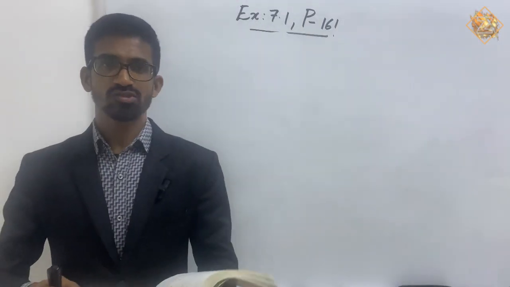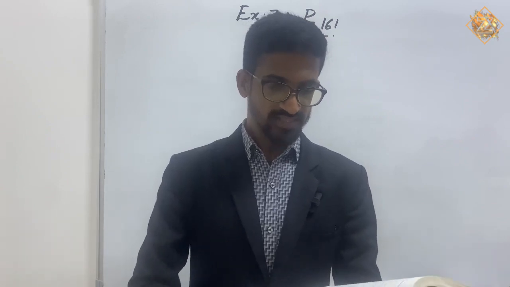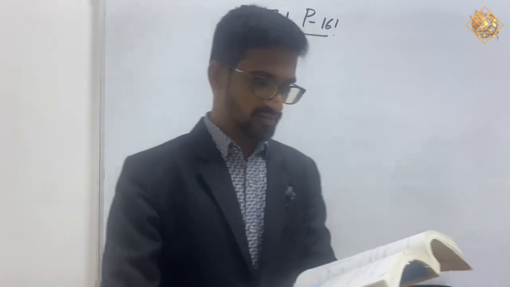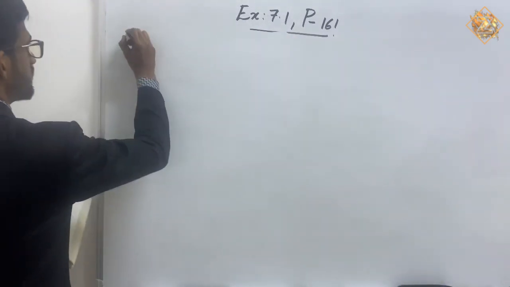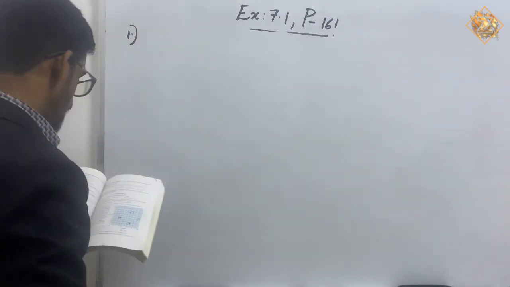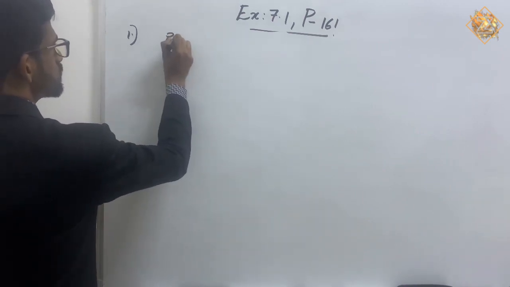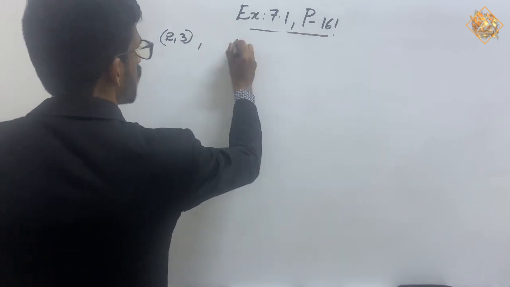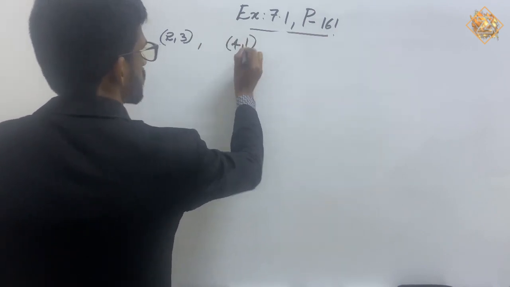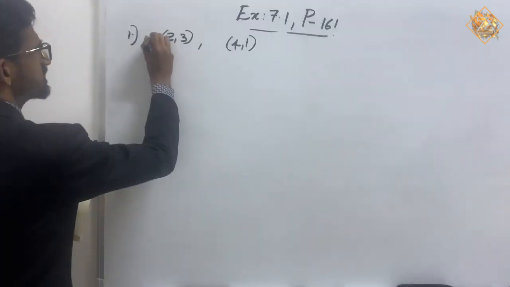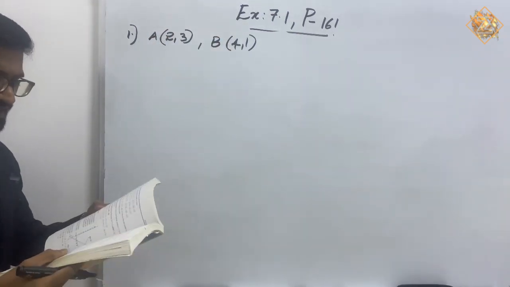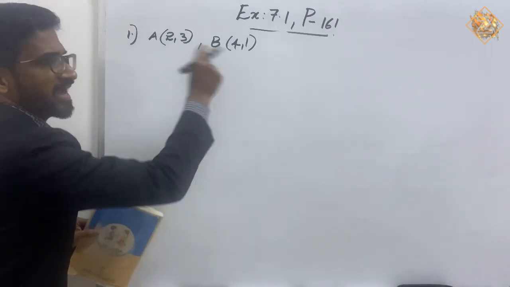Okay, students, now let's look at exercise 7.1 of page number 161. In the test question, find the distance between the following pair of points. First question they have given: two points, that is (2, 3) and (4, 1). For our convenience, we can name them as, let the points be A and B. The question is, find the distance between the two points A and B.